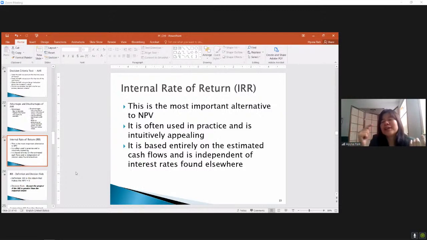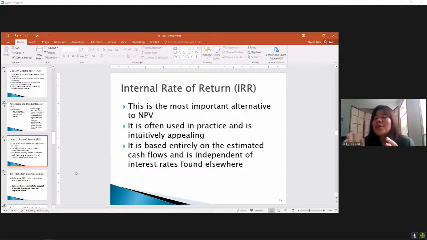Both are very difficult to estimate. Estimating cash flows, that's a challenge. And finding the right discount rate is also a challenge. One of the biggest appeals of IRR is that IRR does not require the discount rate, because IRR is the discount rate.